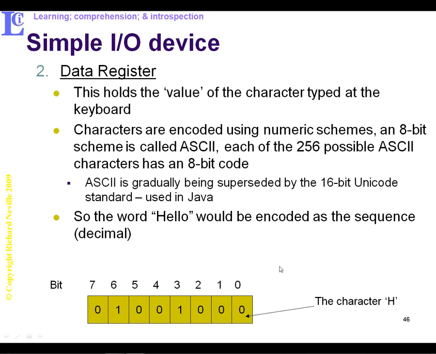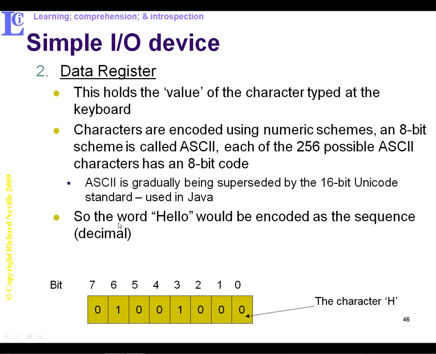So let's go and have a look at the next register. The next is the data register. Once the key's been pressed, you have to decode what that coding of that particular key is, and that's done by normally two different types of coding. One is ASCII, which is 256 possible characters, and these are encoded as an 8-bit coding. Java tends to have the 16-bit Unicode standard, a bit more complex, a few more symbols it can use.